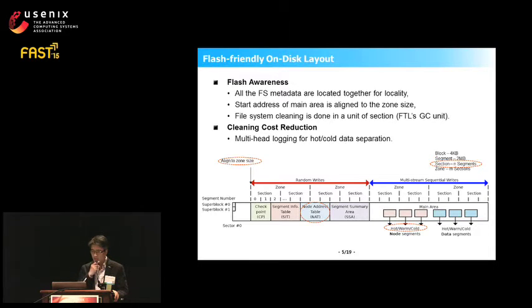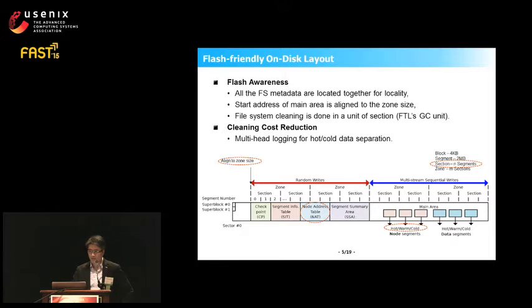The flash-friendly on-disk layout considers flash awareness and controls the data location in the device to exploit parallelism and also locality. So firstly, we locate the file system superblock data in front of the device to get the locality advantage. Some kinds of devices can have a special optimization for locally accessed data.